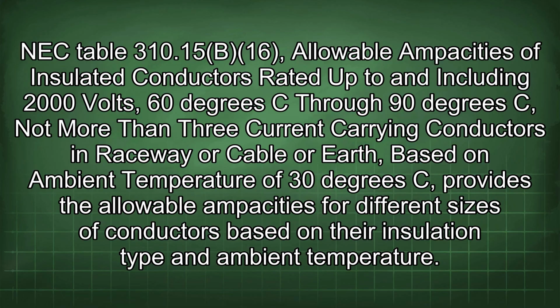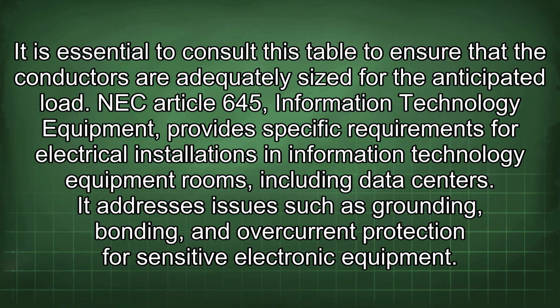NEC Table 310.15(B)(16), allowable ampacities of insulated conductors rated up to and including 2000 volts, 60 degrees C through 90 degrees C, not more than 3 current carrying conductors in raceway or cable or earth, based on ambient temperature of 30 degrees C, provides the allowable ampacities for different sizes of conductors based on their insulation type and ambient temperature. It is essential to consult this table to ensure that the conductors are adequately sized for the anticipated load.